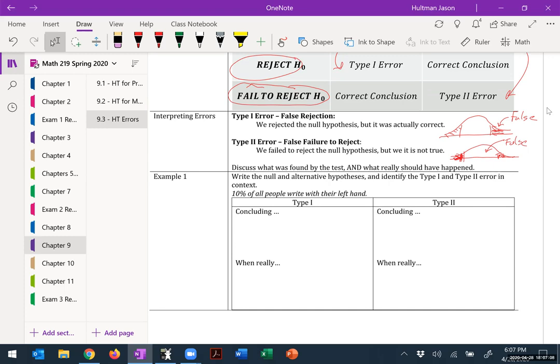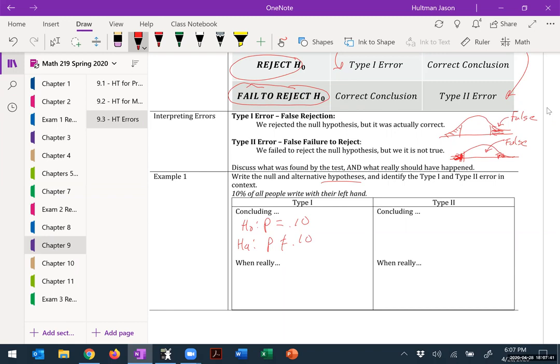Example 1: write the null and alternative hypotheses, and identify the type 1 and type 2 error in context. 10% of all people write with their left hand. So what is the null? The null would be that the proportion of people writing with their left hand is 10%. What would be the alternative? The alternative would be that it's not 10%.